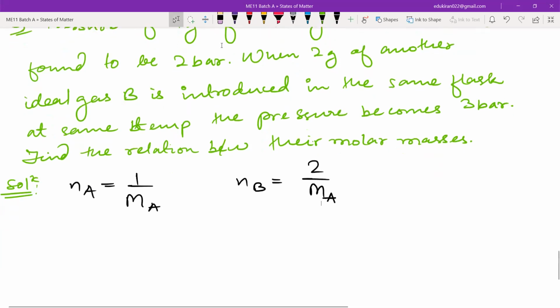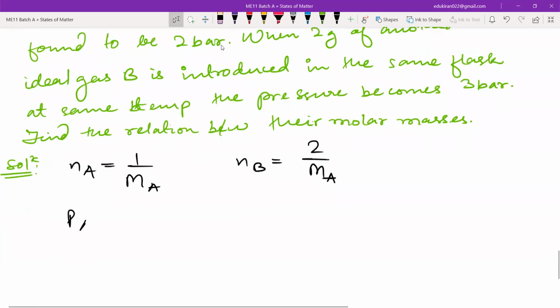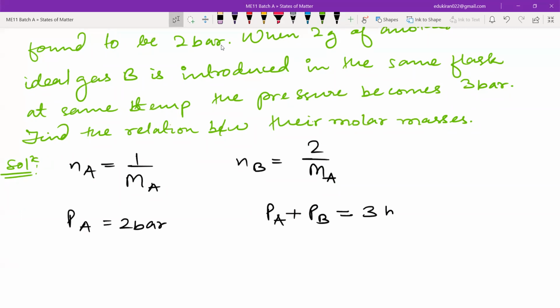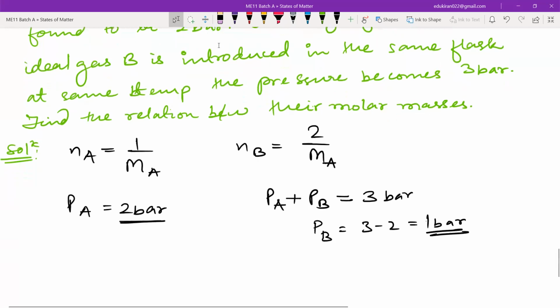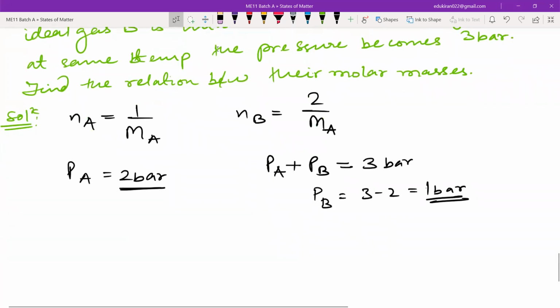Now we will also define the pressures. Pressure of A was equal to how much? 2 bar. And when I added B, the pressure of B also got added, and this whole became 3 bar. That means PB will be equal to 3 minus 2, because PA is 2, and we get PB as 1 bar pressure. So I have the pressure of A, the pressure of B, and I also have the number of moles in terms of MA, in terms of MB.